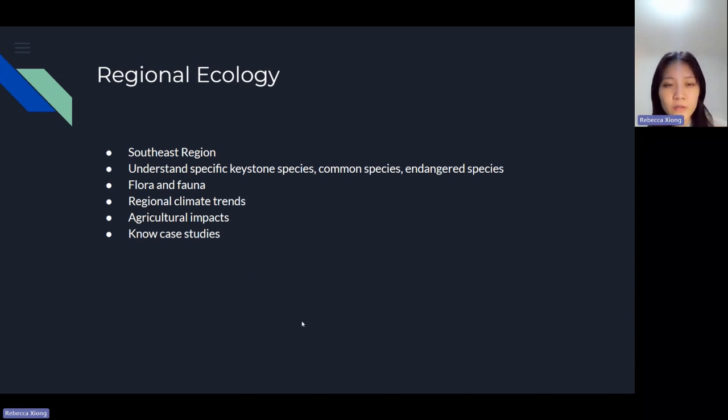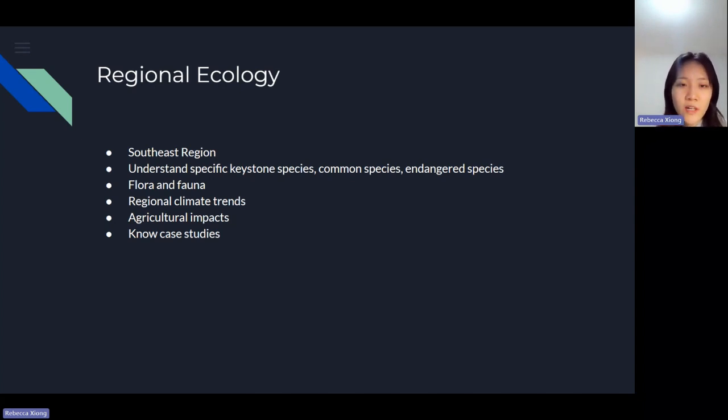Yeah, and then moving on to regional ecology. So the Southeast region, I would focus there if you're going to compete in Georgia. But I would recommend looking at those keystone species that exist in Georgian ecosystems and the most common species as well. Some endangered species, maybe not as many, but there is just understanding what species are endemic to this area. Flora and fauna wise, both can get tested.